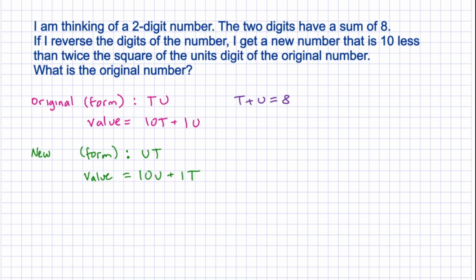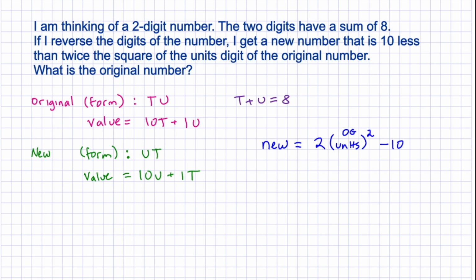Now we can write a skeleton for the third sentence to try to help it make sense. It says that the new number that you get is, so equals, 10 less than, so I have to subtract 10 from something, 10 less than twice the square of the units digit. So the units, I'm just going to write the whole word here, units digit, and they said the square of the units digit. And it's the units digit of the original. I just wrote OG for original.